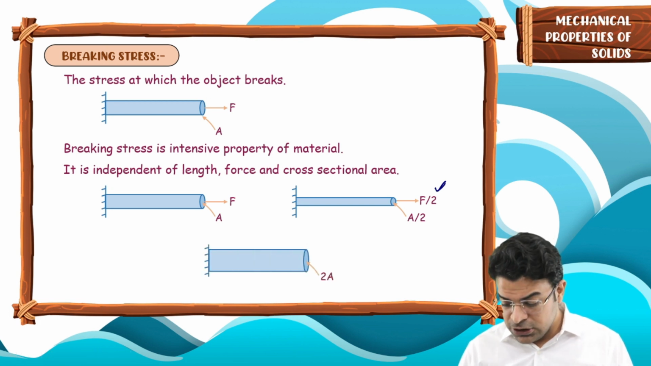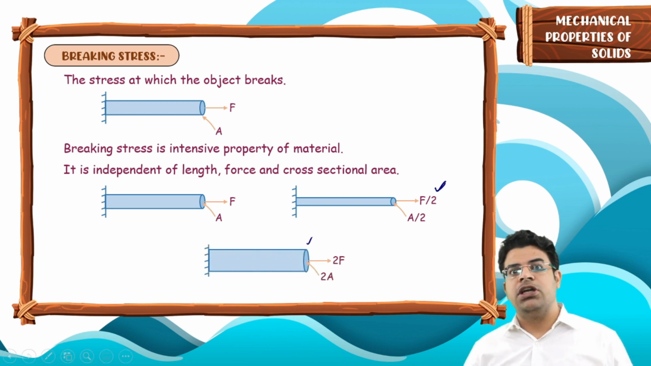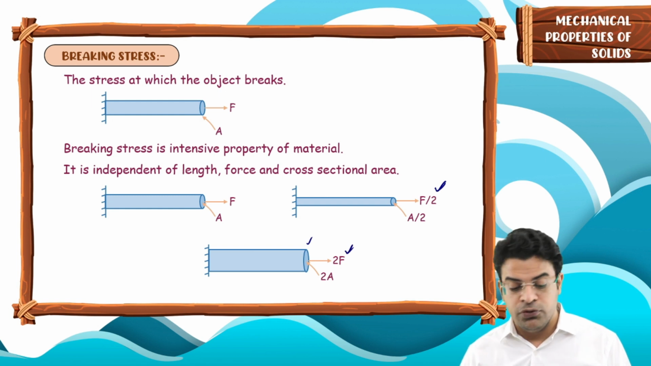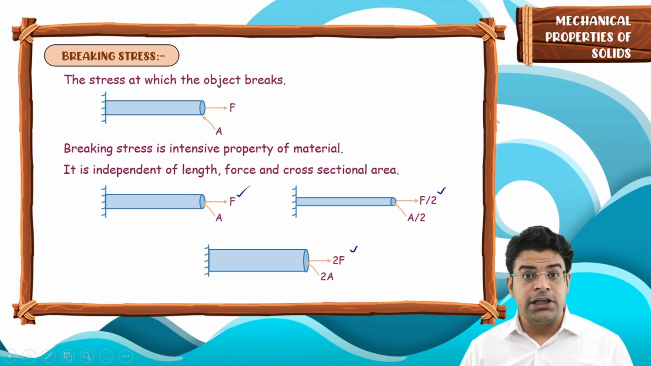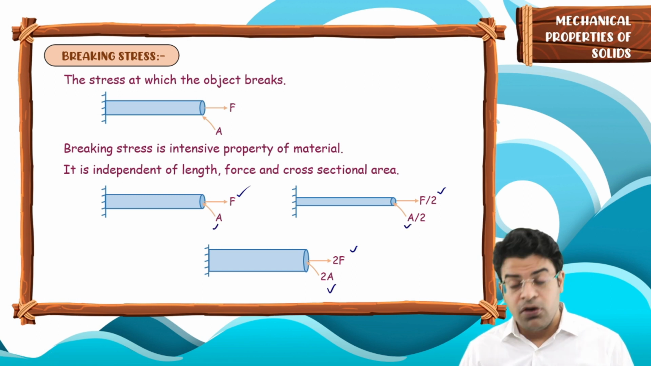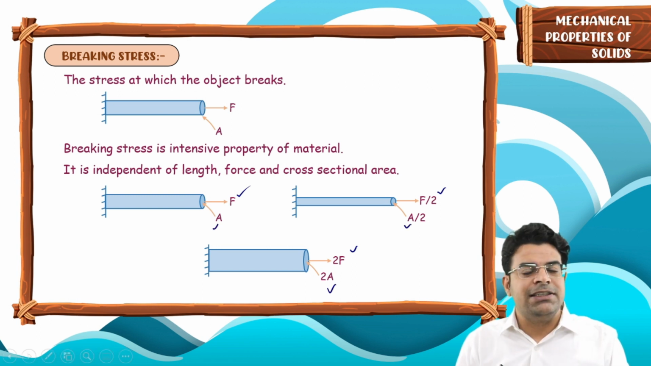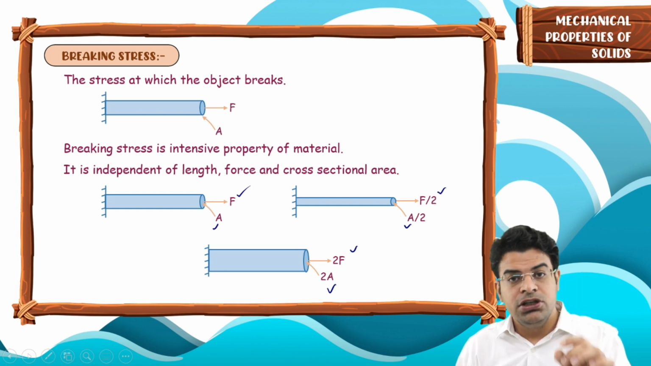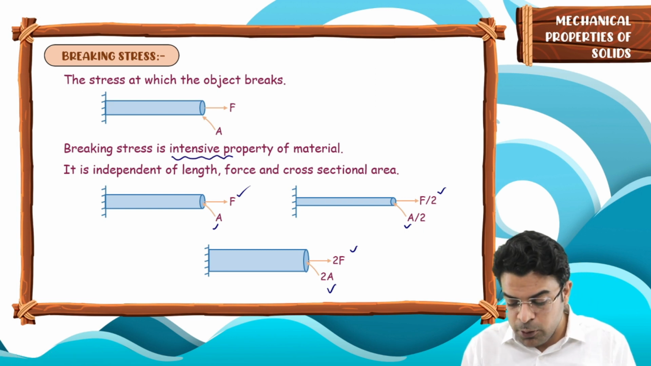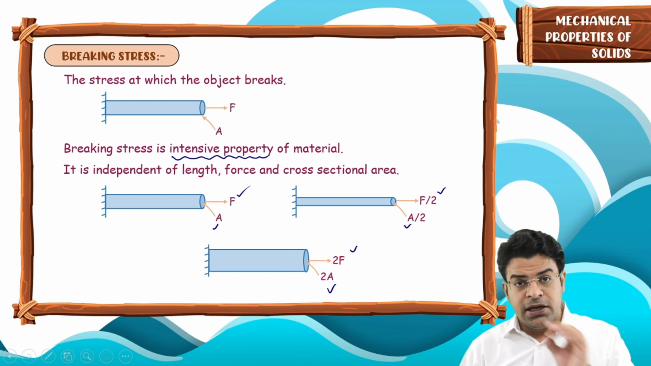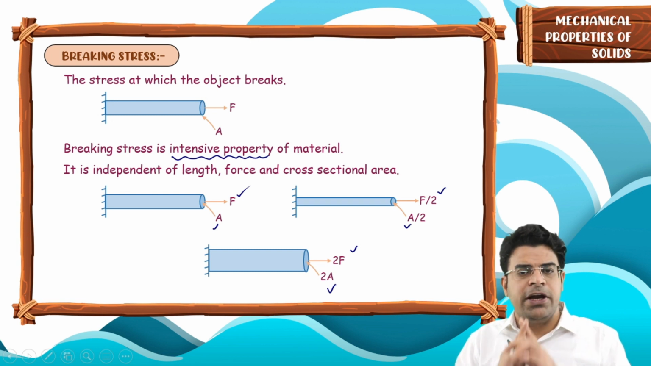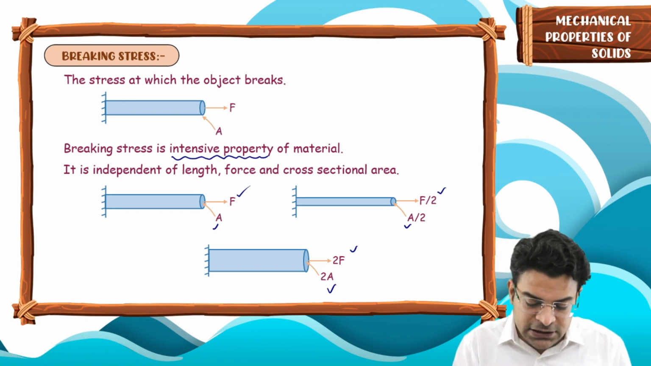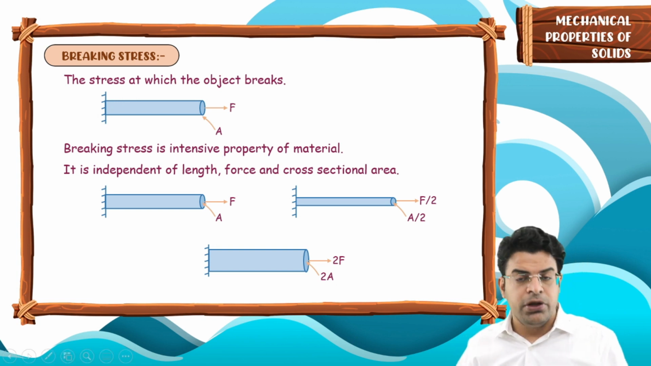Similarly, to break a wire of double the cross-sectional area, you will have to apply double the force. Notice that the force changes, the cross-sectional area changes. What remains the same in all three cases is the breaking stress. So breaking stress is an intensive property of material. It is independent of force, cross-sectional area and length. It just depends upon the type of material. That's why this small property is really important.